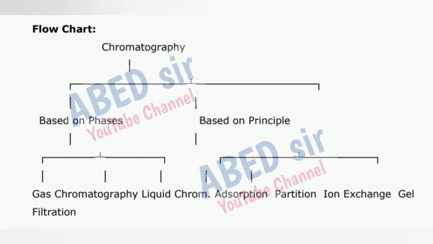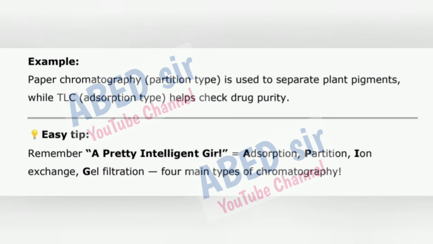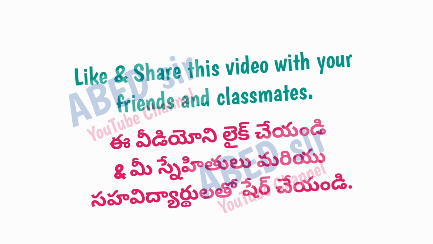Flow chart. Chromatography: based on phases, based on principle. Gas chromatography, liquid chromatography; adsorption, partition, ion exchange, gel filtration. Example: paper chromatography, partition type, is used to separate plant pigments, while TLC, adsorption type, helps check drug purity. Easy tip: remember, a pretty intelligent girl is equal to adsorption, partition, ion exchange, gel filtration, 4 main types of chromatography.